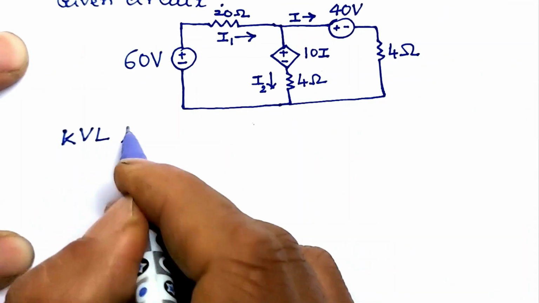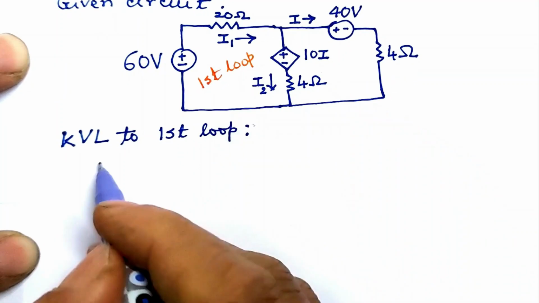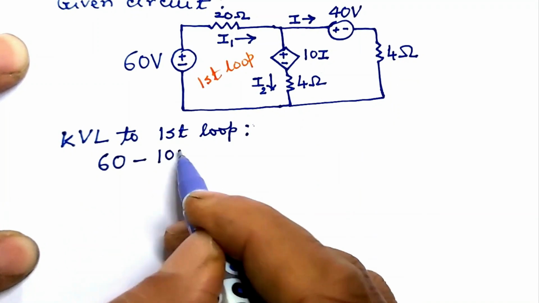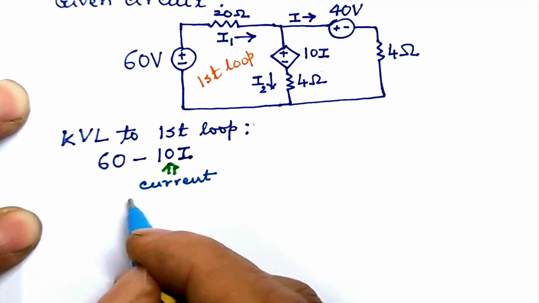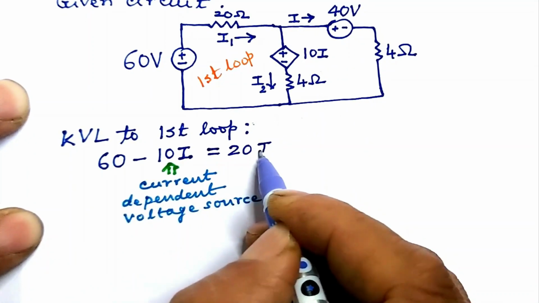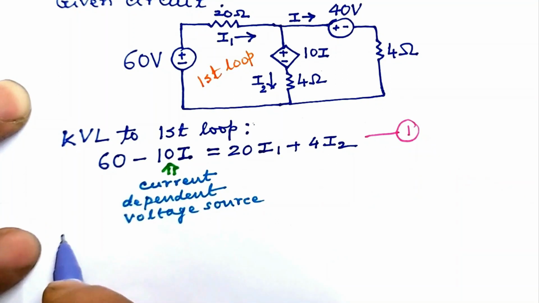Apply KVL to first loop, which is this one. Let us move clockwise, say, to get 60 volt minus 10I, this being the current dependent voltage source, equal to 20I1 plus 4I2. Call it equation 1.